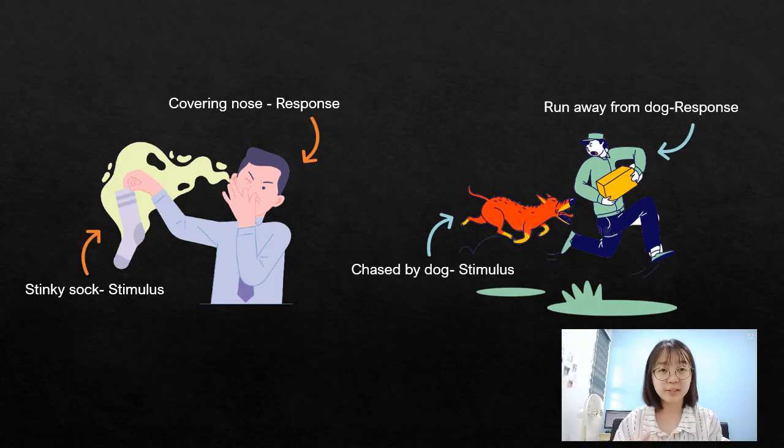So here is an example of stimulus response, in which the first picture depicts a man who is covering his nose. The stinky sock will be the stimulus, which caused the man to respond by covering his nose because he doesn't want to smell the unpleasant smell of the sock.